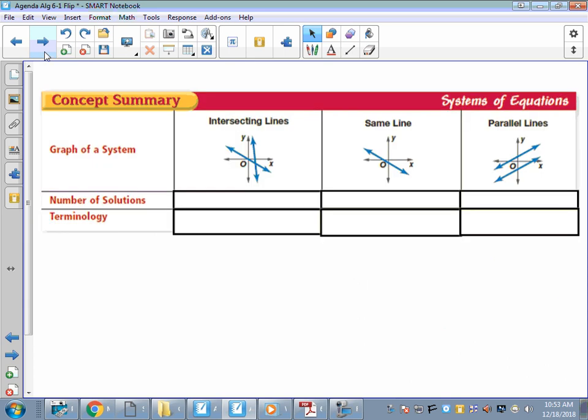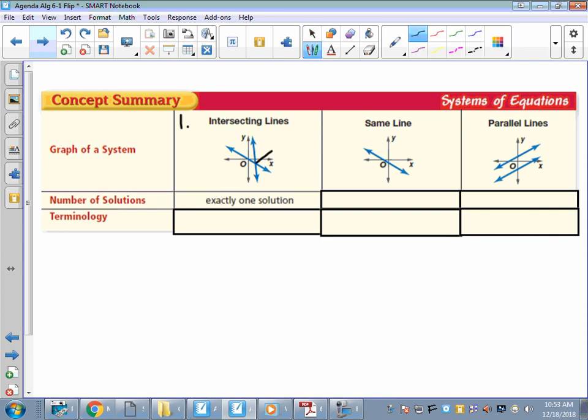All right, so let's talk a little bit about systems of equations, what types of solutions we can have, and the terminology behind it. So we just did an example where the lines intersect. So that's example 1, where you could have intersecting lines. And we would know that the point where it intersects is a solution. So it would have exactly one solution.